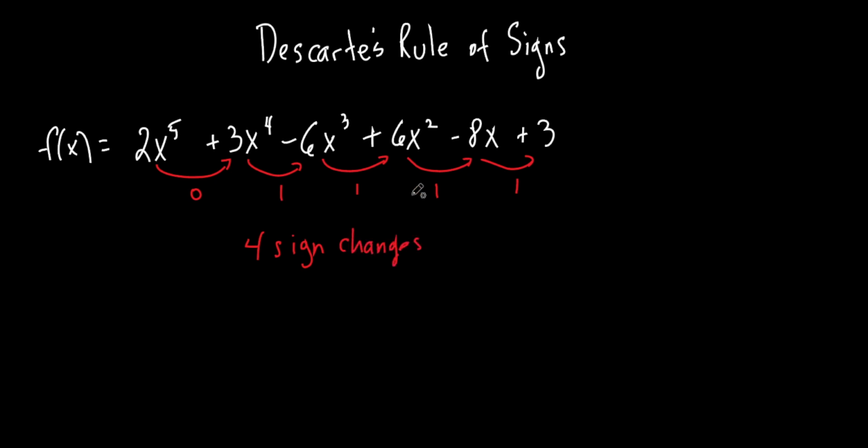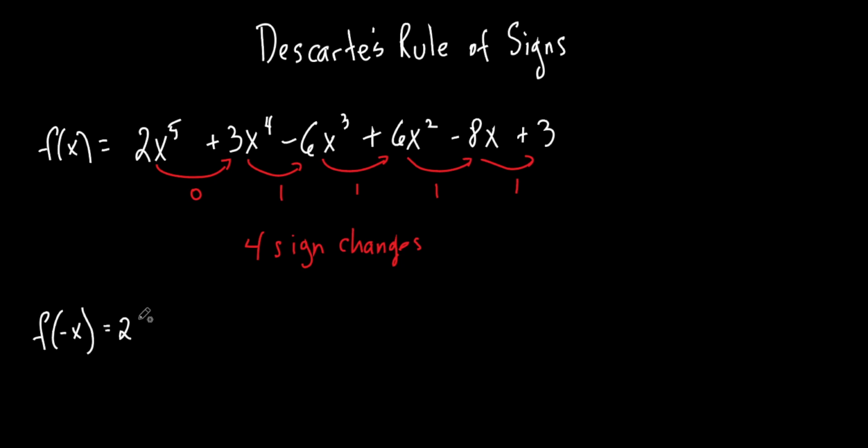Everybody good with that? All right. So that's the f of x. Now what I'm going to do is I'm going to go f of negative x. All right. And so what does that mean I'm going to do? I'm going to put in negative x every place you see an x. All right. So what's this going to be?